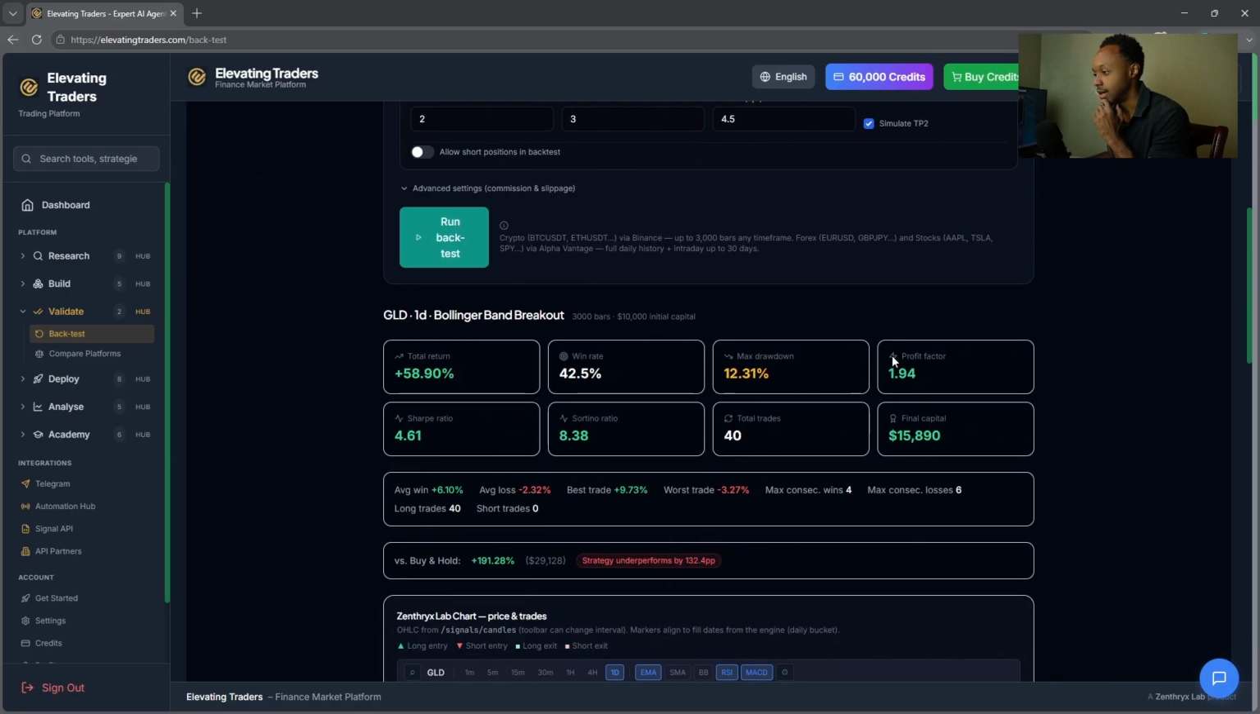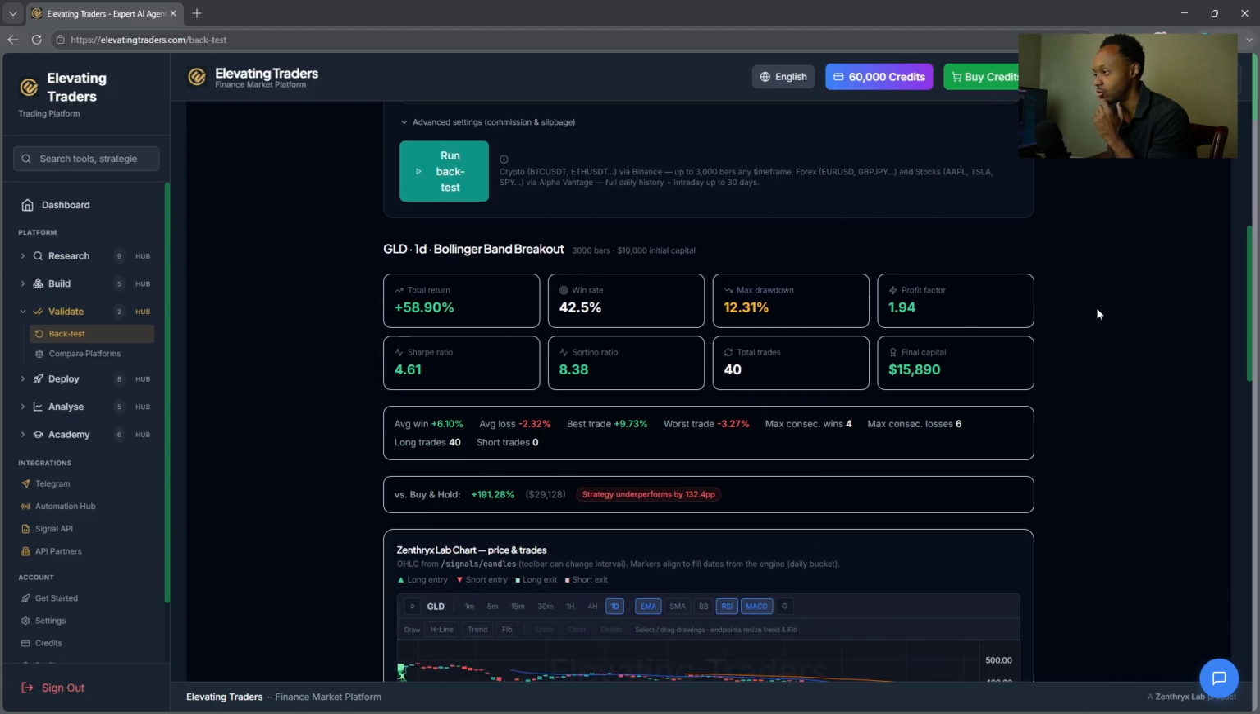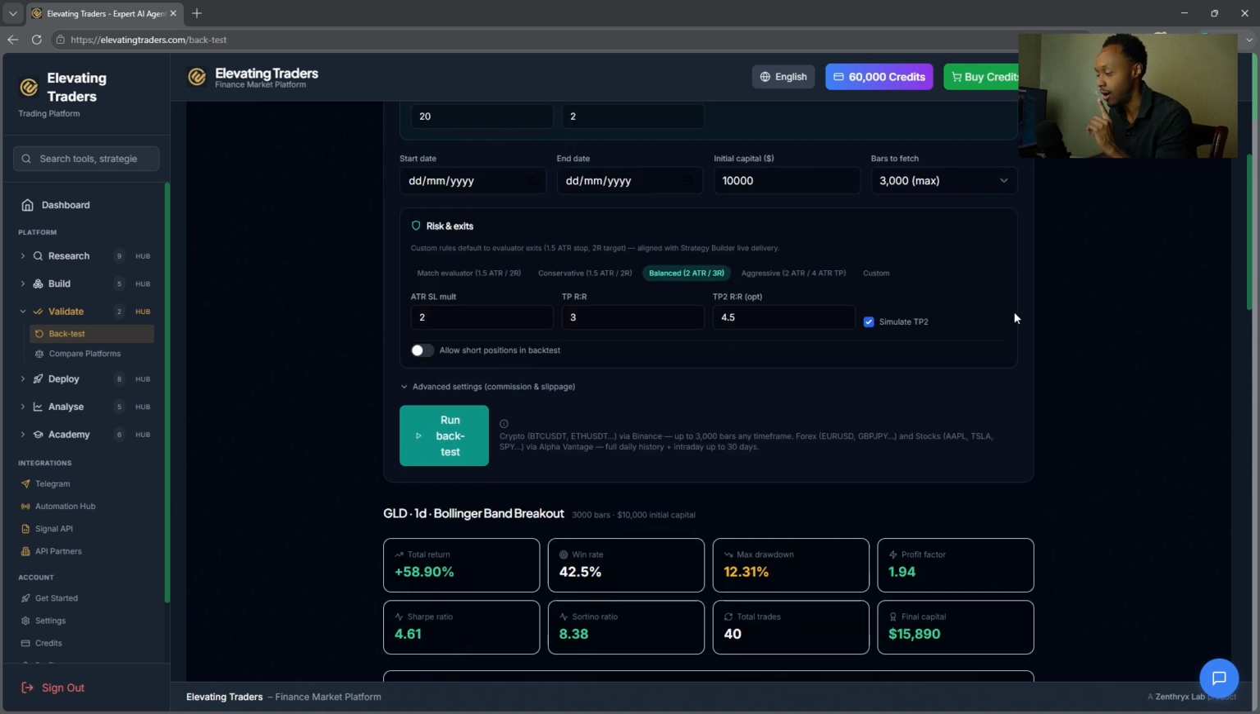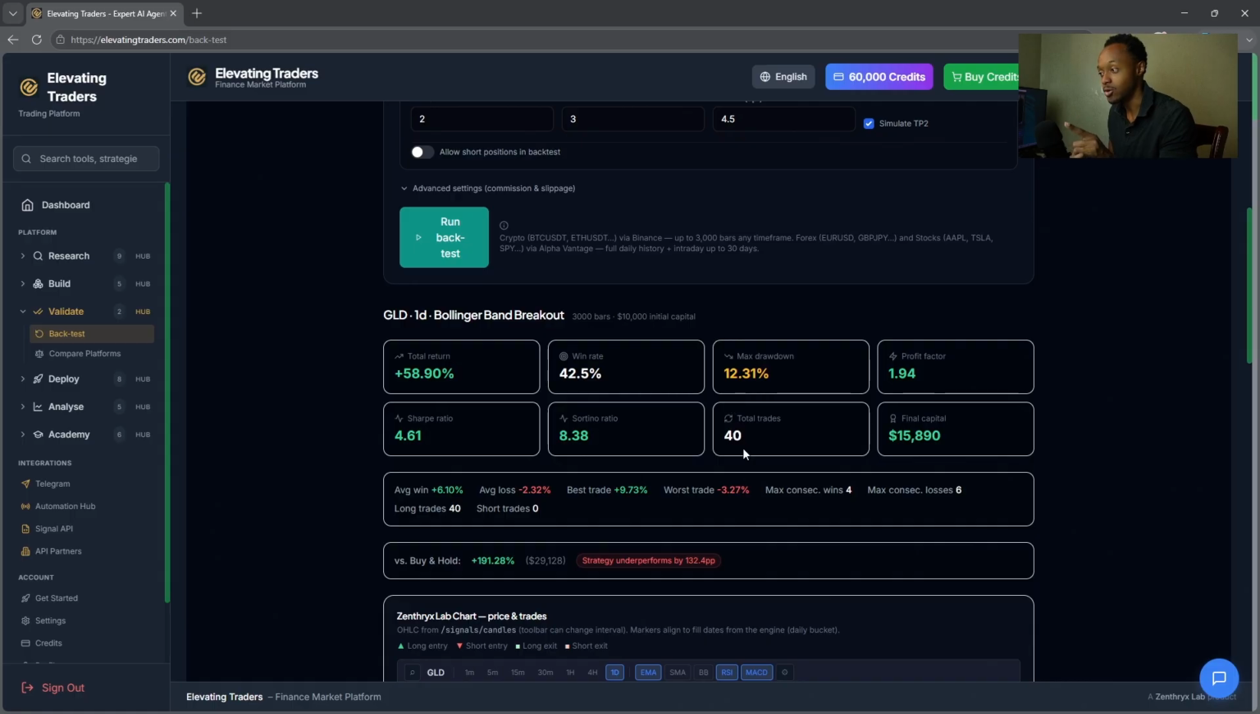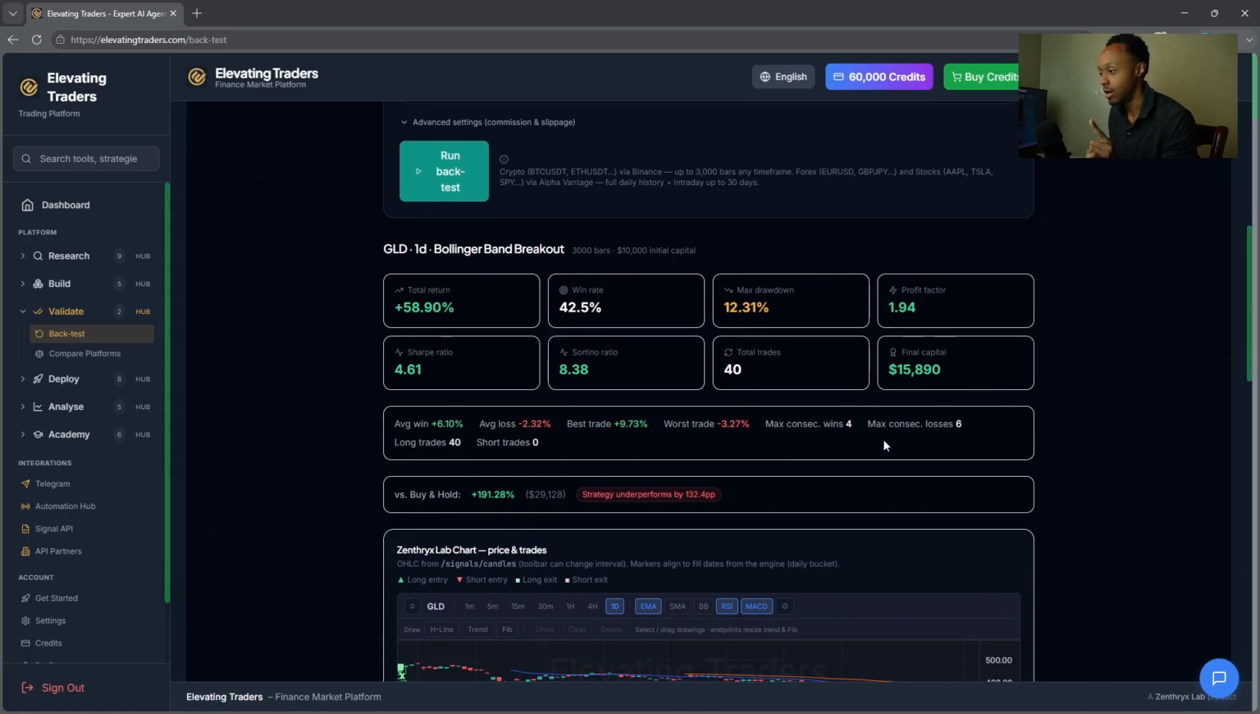As we can see, the backtest has just been run. 58.9% in profit, so really nice return there. You can see win rate 42.5, pretty respectable. Max drawdown 12%, so that's a really good ratio between the total return and the max drawdown. 40 trades, so not a massive amount of trades. We did do this on the daily chart. So not a massive amount of trades, but definitely a very strong start.